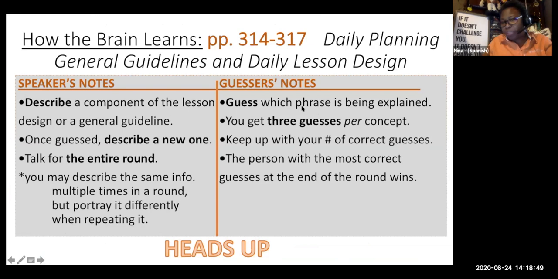Okay, so you describe a component of the lesson. The person that's guessing has to guess whatever it is that's being described, and you only get 3 guesses. So if you're wrong 3 times, that one goes away, you can't guess that one. And then you alternate on this one. I don't want you to talk for the entire round. As it says, I want you to alternate.